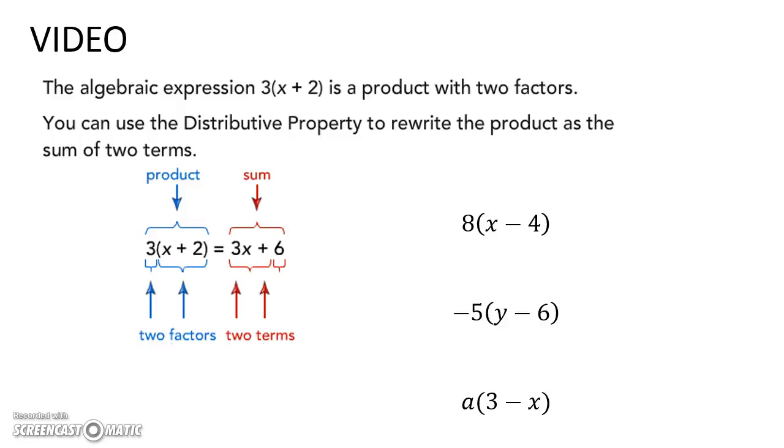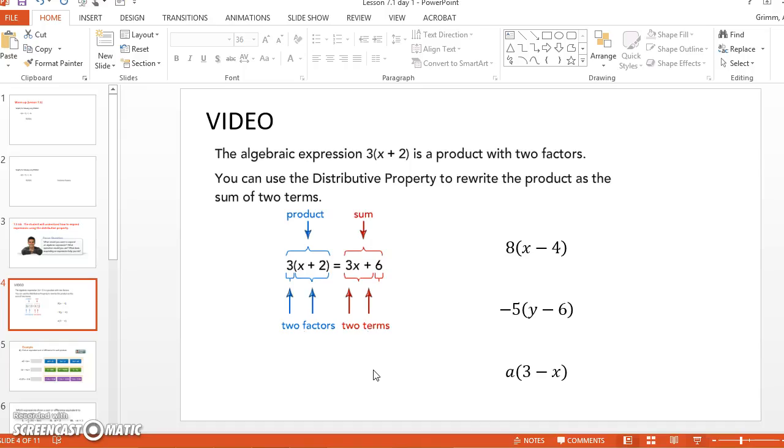We have 8 groups of x minus 4. So we're going to use the distributive property. We're going to take 8 times x. If I have 8 x's, I have 8x. Keep the subtract. And what's 8 times 4? 32. Does that make sense?